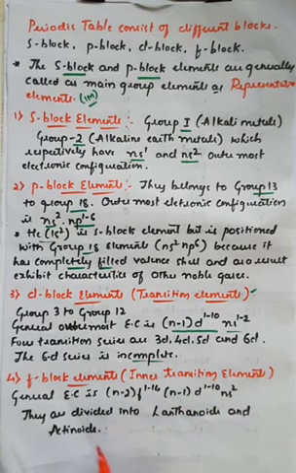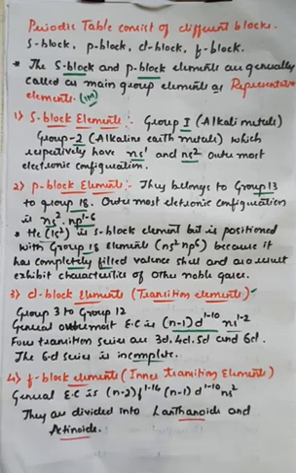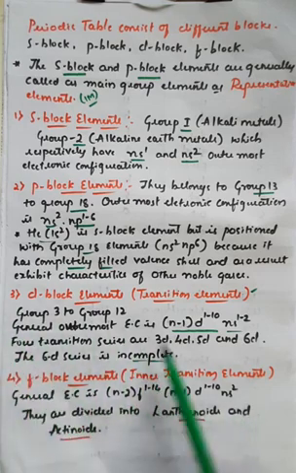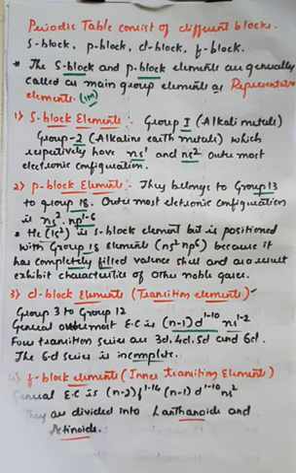And they are divided into two groups: one is the lanthanoids and another one is the actinoids, right? So there is another name for f block elements, that is inner transition elements. D block elements are called transition elements, and f block elements are called inner transition elements, right?